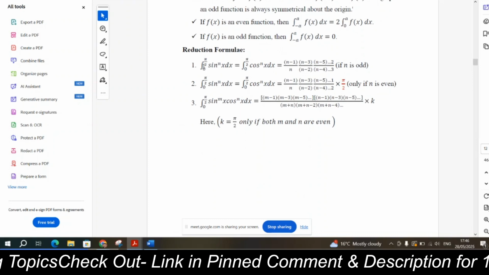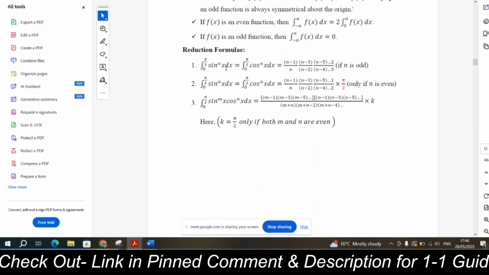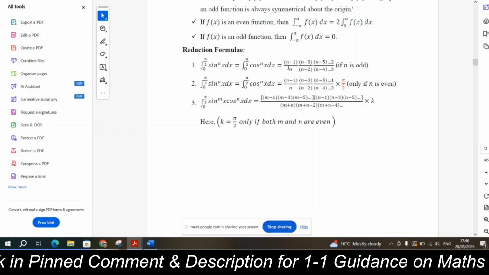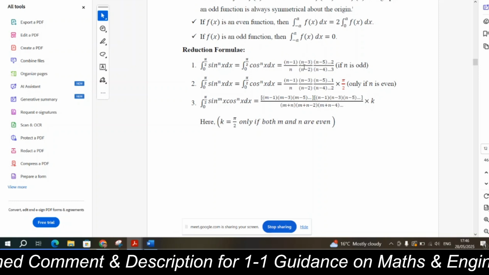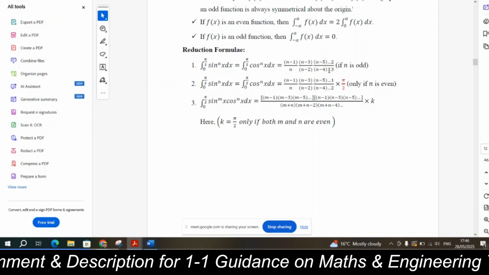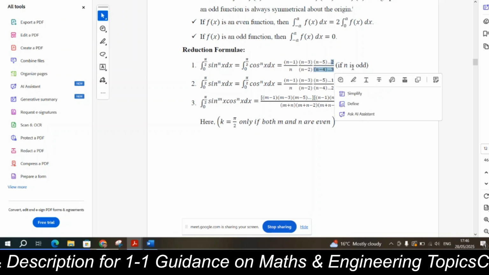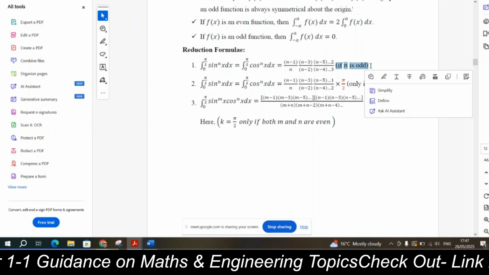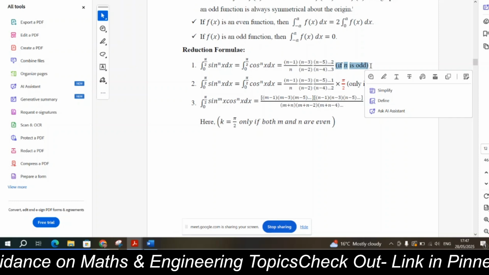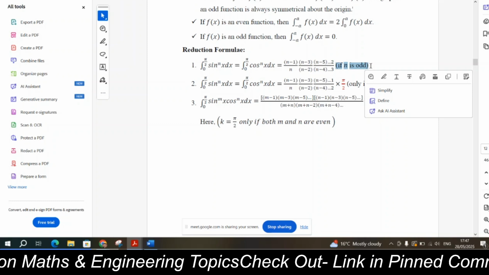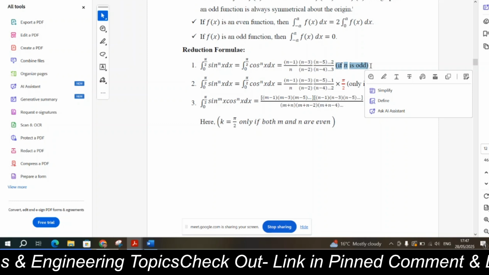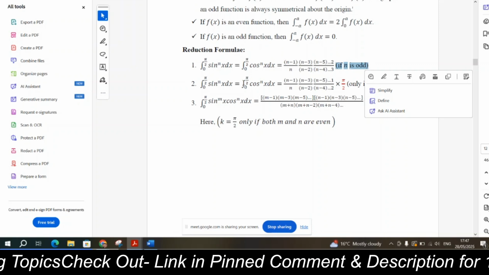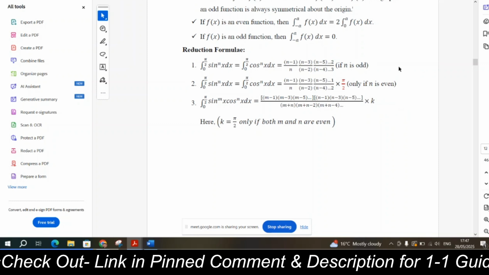Now let's proceed further. Reduction formula. Integration of 0 to pi by 2 sin raised to n x dx is equal to 0 to pi by 2 cos raised to n x dx, which is n minus 1 upon n into n minus 3 upon n minus 2 into n minus 5 upon n minus 4, and so on, till 2 by 3. This is if n is odd. We don't have the proofs for them, so these are just the formulae for you to keep in mind. You can try to verify them if you want.